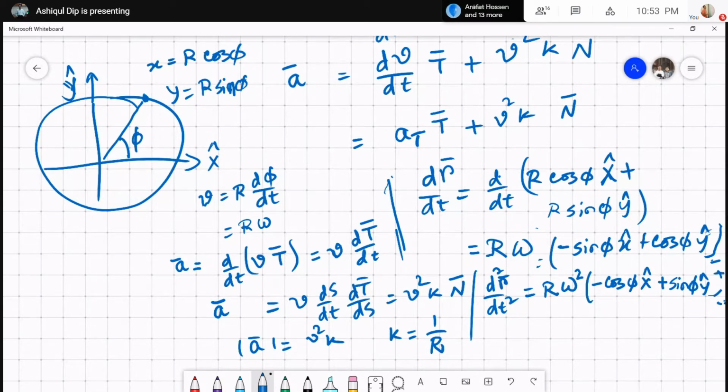Maybe the plus will be minus sign. That should be minus, yeah. So it's basically, we have that r omega squared negative of, what is this direction? Like cosine phi x hat plus sine phi y hat. Cosine phi x hat plus sine phi y hat is this direction. So it's just the negative r hat direction, right?